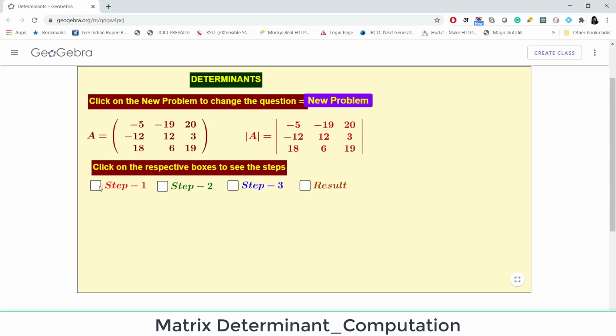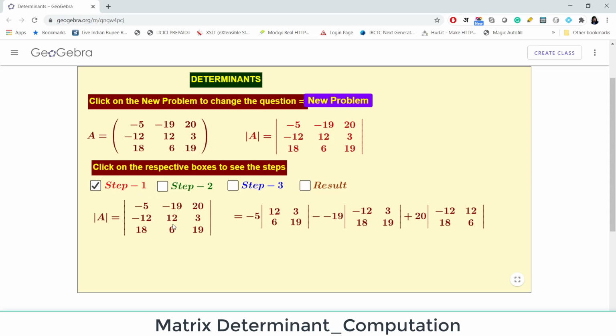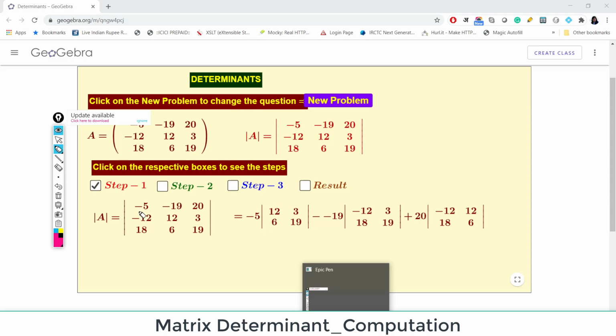And how do you compute the determinant? You can click on these steps and you can click on the final result to get the result. So let me click on step 1. You see step 1 is the same calculation which we have discussed in the presentation. So this is -5. And if we remove the corresponding row and column, we get these entries. So the determinant of this matrix, which is 12, 3, 6 and 9, is here, right?